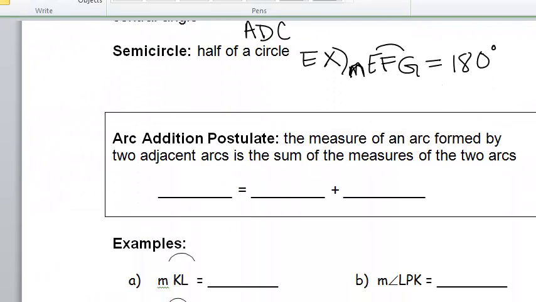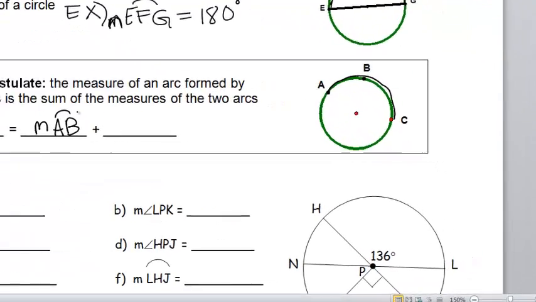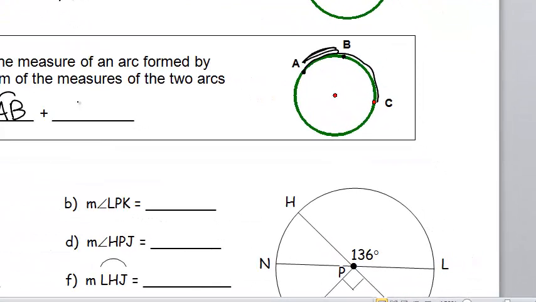The arc addition postulate is just about the same thing as segment addition and angle addition. The idea is that you can take a certain arc, so for example I can take arc AC, and its measure will be the sum of arc AB, the smaller one, plus BC. So fairly intuitive, but that's your postulate. Like I said, similar to segment addition.